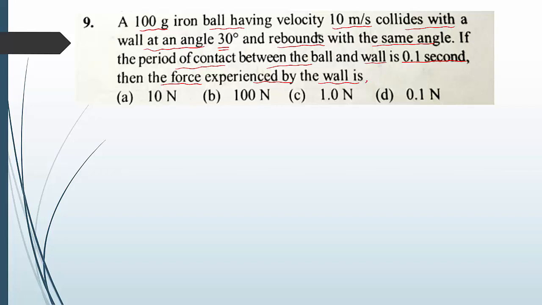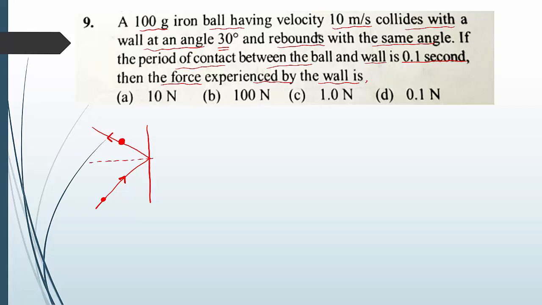Let us consider, if this is the wall, this is a horizontal imaginary line we can consider. So this is the iron ball, it is going to hit here. Then again it rebounds back.